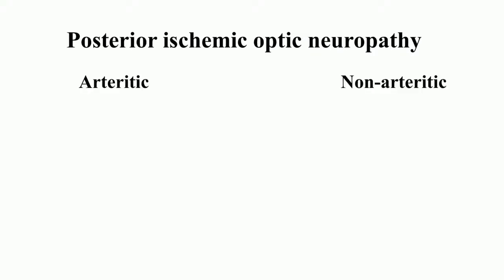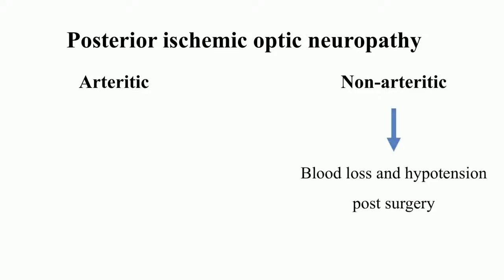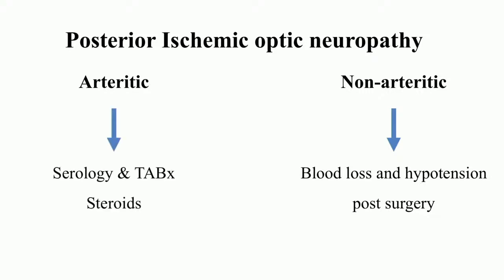So is it a posterior ischemic optic neuropathy? Well, it's not anterior because there is no optic nerve head swelling. If it's posterior, then you want to ask yourself, is it arteritic or non-arteritic? Any ischemic pathology in the world, that's the first question you want to ask yourself. If it's non-arteritic, these are the cases that usually are post-surgery, there is blood loss, there is hypovolemia. So this patient didn't have any of that.